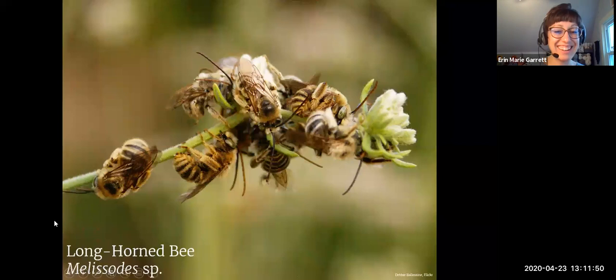All right. These guys here are called longhorned bees, and they get their name because the males have very long antennae that you can see here. And despite how they're grouped in this picture, they are actually solitary ground nesting species of bees.